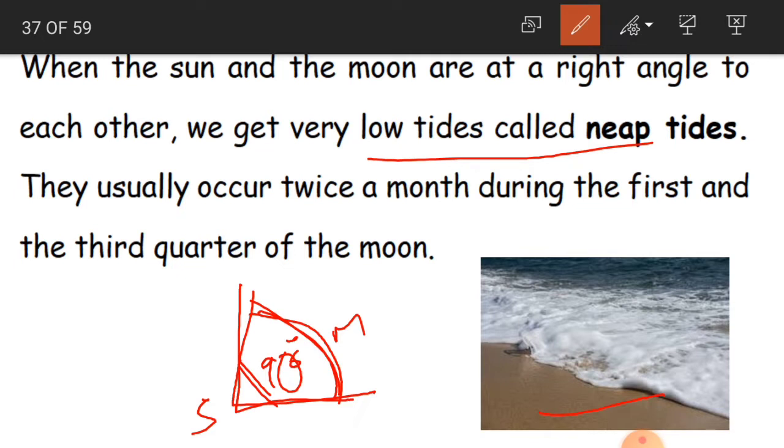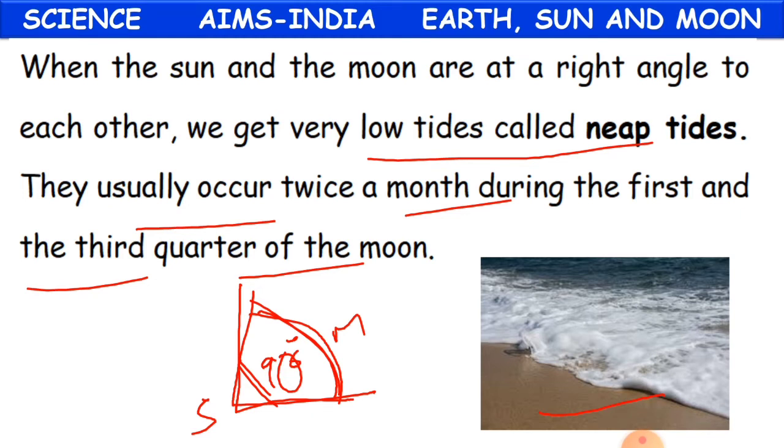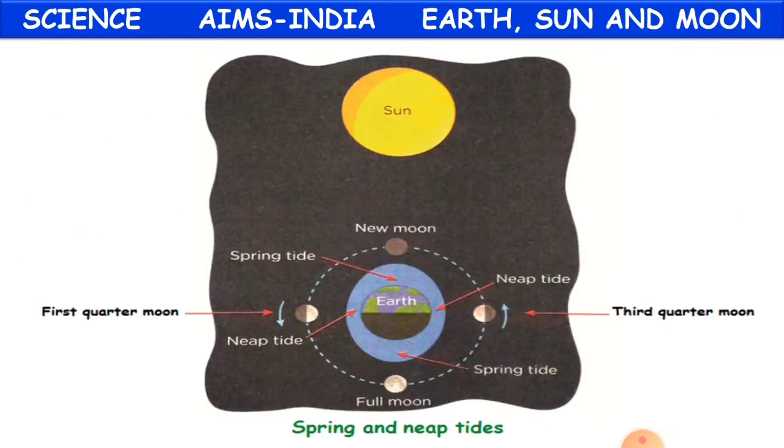When the sun, moon and earth are on the same line, we get high tides. When the sun and moon are at a right angle, we get very low tides. So when do neap tides occur? Only twice a month, during the first quarter, in the first week, or in the third quarter of the moon. Okay, children, clear? This is how the tides occur.